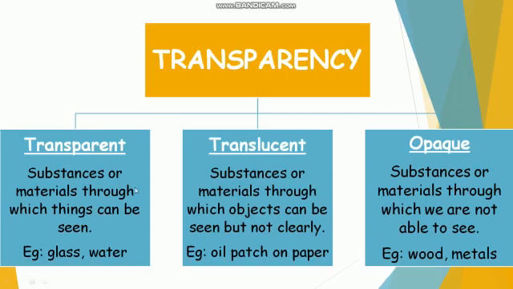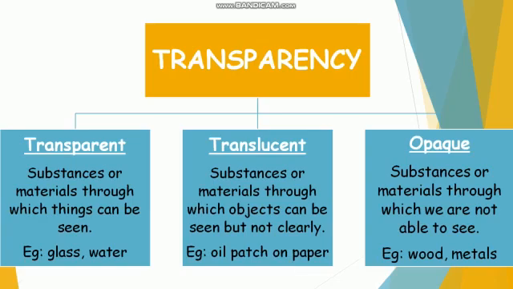The next one is translucent. The substances or materials through which an object can be seen but not clearly. You can see there is some object present on the other side of the material, but you cannot see clearly what material it is or what object it is. So that object can be classified as translucent. For example, an oil patch on paper, or you can say butter paper also.